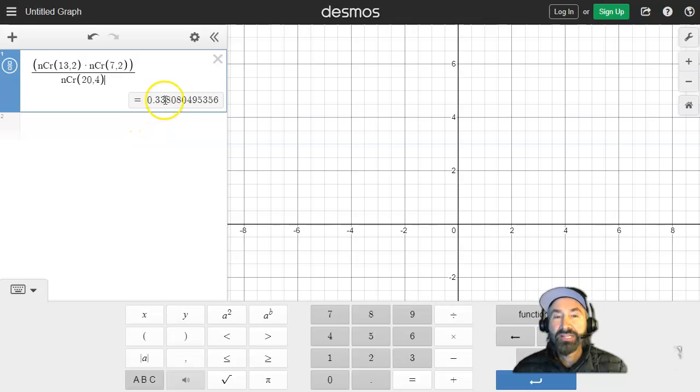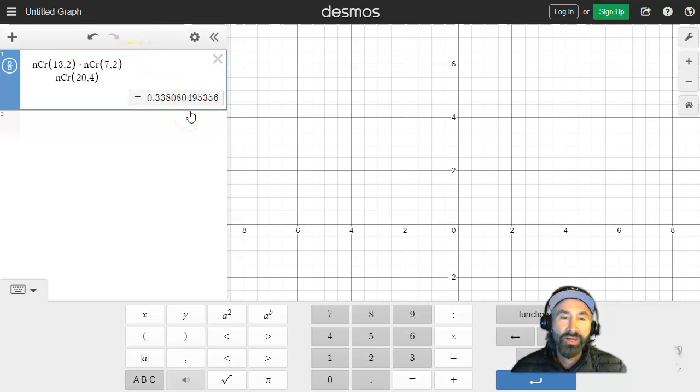This will give me the probability. And you can see that Desmos was kind enough to calculate, and it gave me 0.338, which is about 33.8%. That's the probability for this problem discussed here. Also, if you're like me and you want to tidy things up a little bit, you can now go ahead and delete those outer parentheses, and it just looks a little prettier, a little neater. Or you could just leave them.